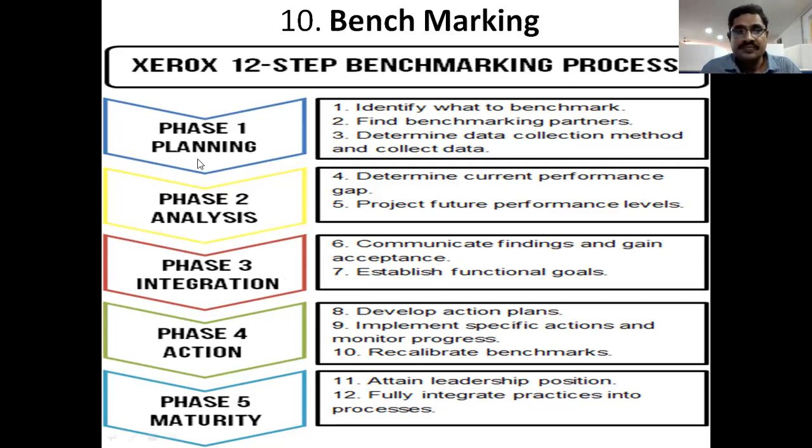So here we have the process. We have 1, 2, 3, 4, 5 stages: planning stage, analysis stage, integration stage, action stage, and maturity stage. These are the 5 stages we have. And look at the PPTs here. These are the sub activities or sub functions concentrated in these different stages. So first of all, to fix the targets, the first stage is planning. Planning stage means the first step, identify what to benchmark.